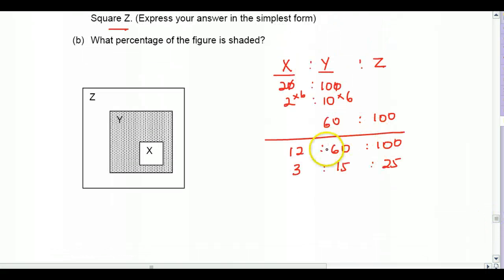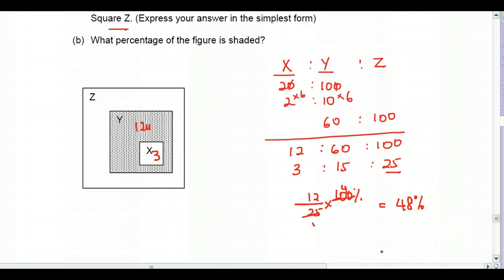Okay, now I want to find the percentage of the figure that is shaded. So I need to find this part here. So I know my X is 3. Okay, so the shaded part will be Y is 15. 15 minus 3 will be 12 units. The total is 25, right? So it's 12 out of 25 times 100% because I want to find the percentage. So which is 48%.